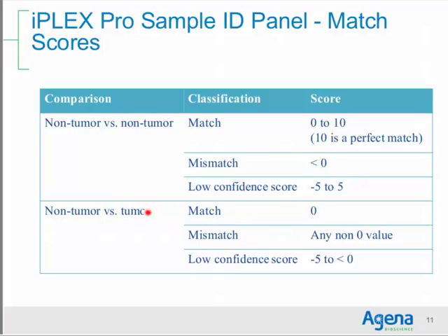With the non-tumour versus tumour pairing, now we generally have only half of the markers being informative because we rule out all of our heterozygous germline markers. So a match is 0, again penalising mismatches, but not penalising mismatches that are heterozygote to homozygote changes now. And any non-zero value is a mismatch.